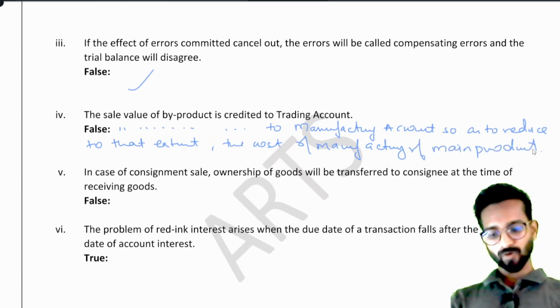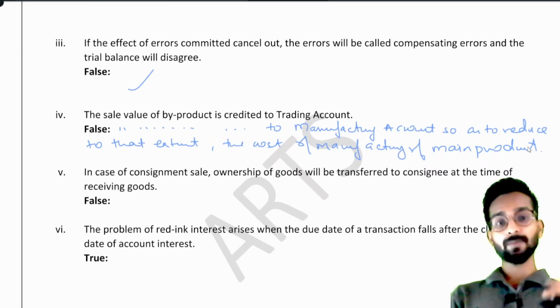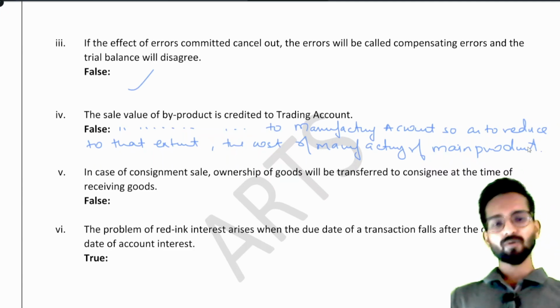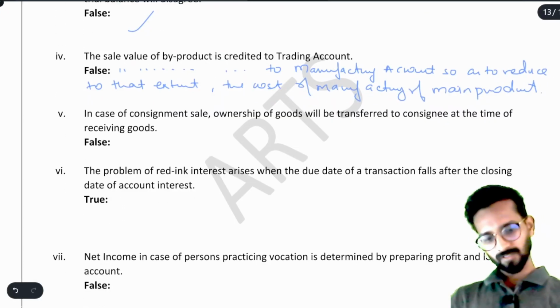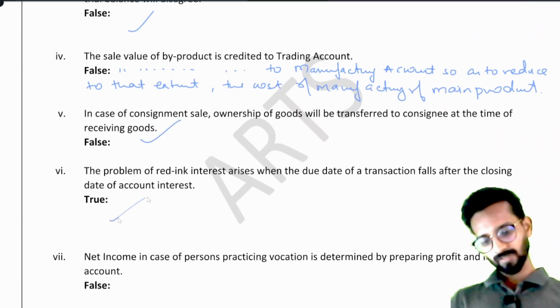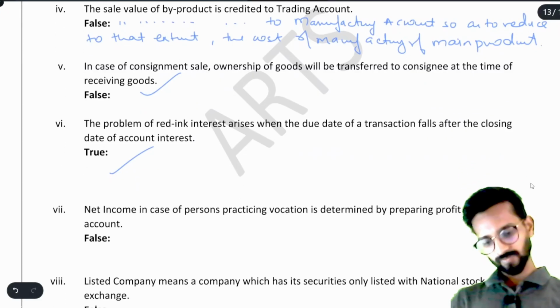भाई ट्रेडिंग अकाउंट में प्रॉफिट जैसे नहीं लिखते हैं बाय प्रोडक्ट की सेल को, बाय प्रोडक्ट से जो भी पैसे कमाए वो मेन प्रोडक्ट की कॉस्ट में से माइनस कर लो, ठीक है? बहुत नॉमिनल सा अमाउंट होता है, ज़्यादा बड़ा अमाउंट होता नहीं है, तो हम लोग कॉस्ट में से माइनस कर देते हैं. Next, in case of consignment ownership is already discussed, problem of red ink discussed. Red ink, I think it is the favorite question of ICAI.